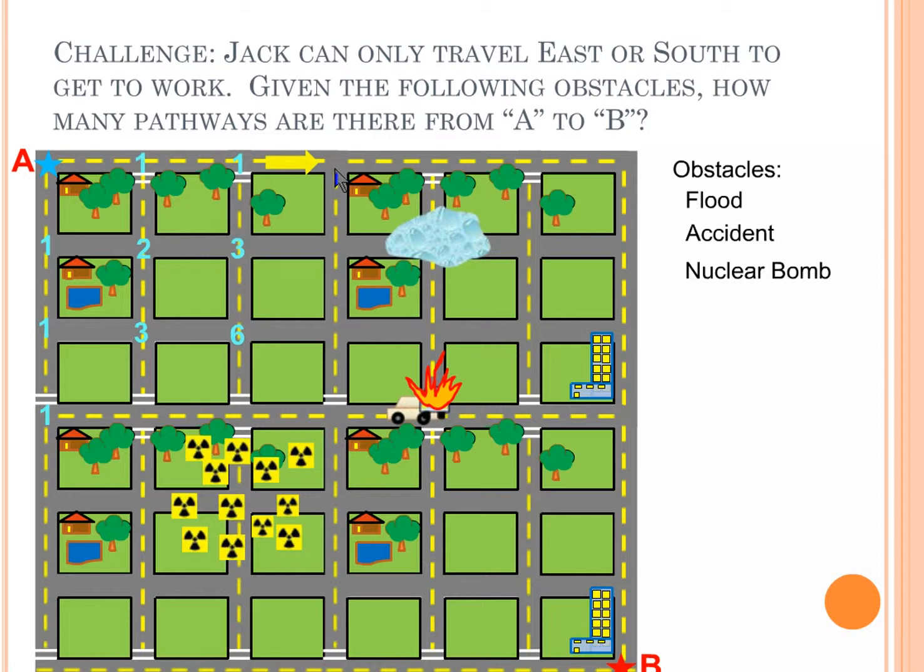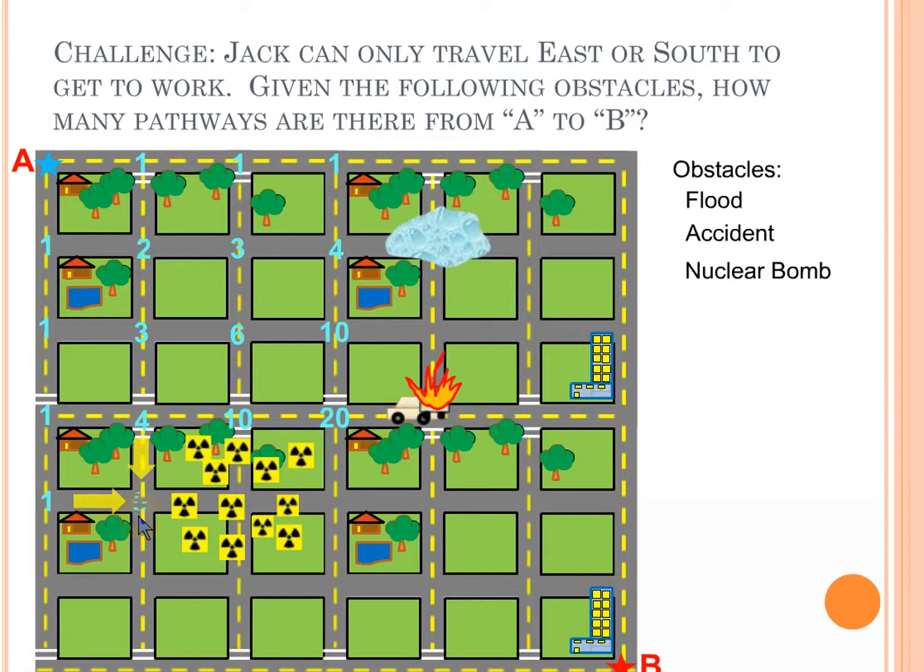If there's 1 here, there's 1 over there. 3 plus 1 is 4. 6 plus 4 is 10. 3 plus 1 over here is 4. 6 plus 4 is 10. Now this point's still okay. We just can't go through this point in the middle here. And then 10 plus 10 is 20. Okay, great.